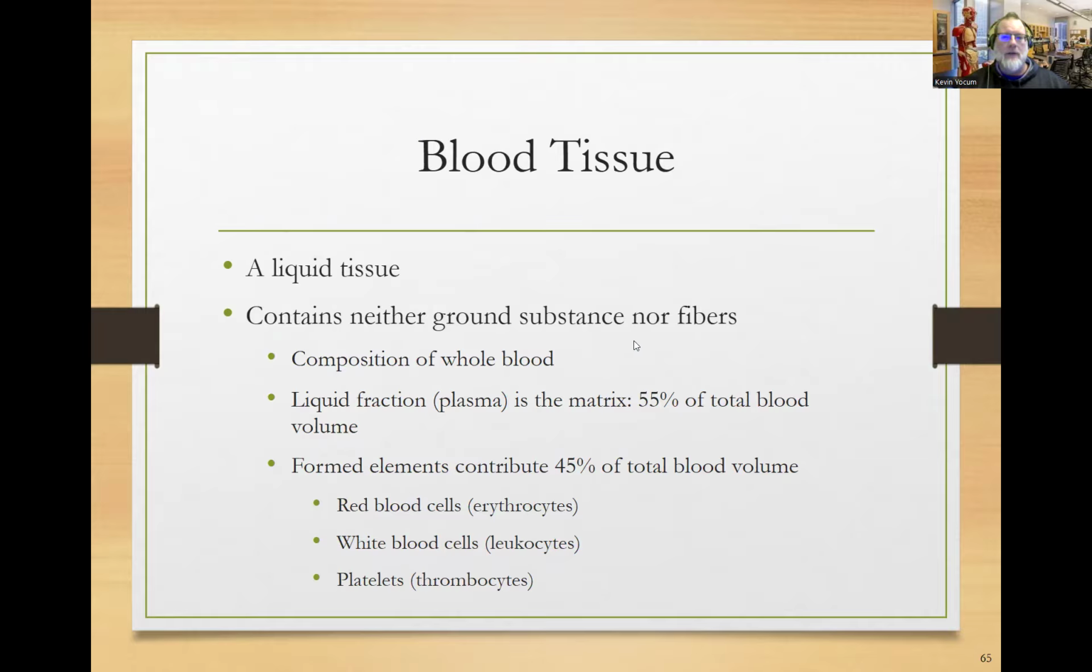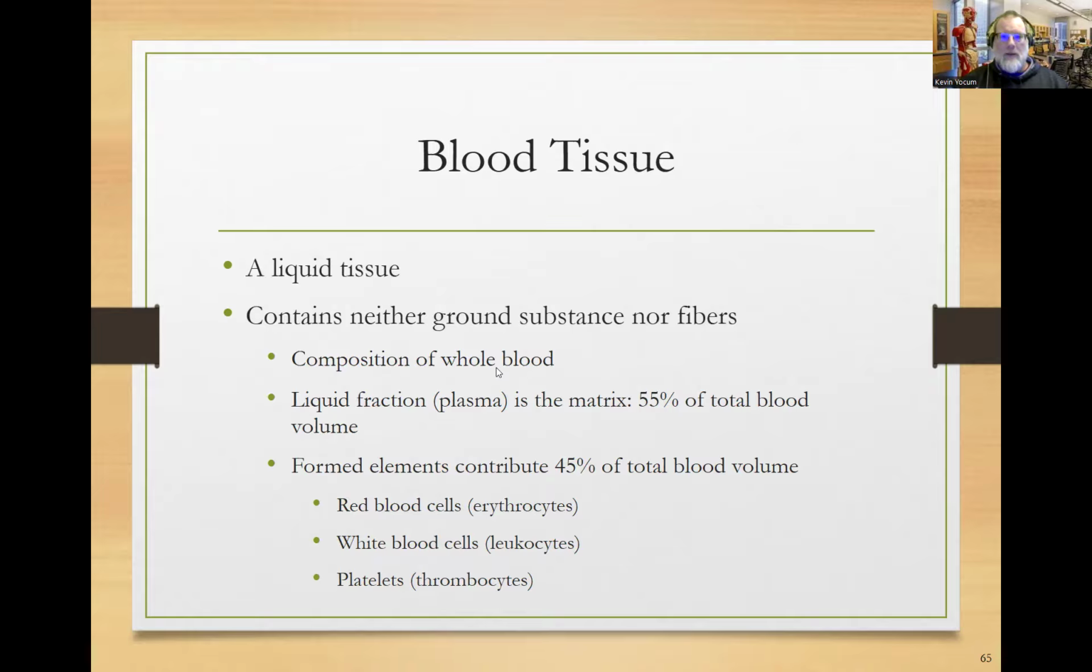So that's what we have here. We're going to see the matrix is called plasma. Roughly half or a little over half of your blood is going to be matrix or plasma. The rest is going to be cellular, and most of the cellular portion is going to be red blood cells. So when you look at blood, it's actually liquid and cells, liquids and solids, cells in a matrix.